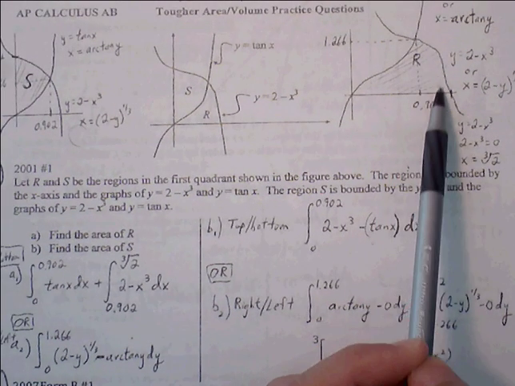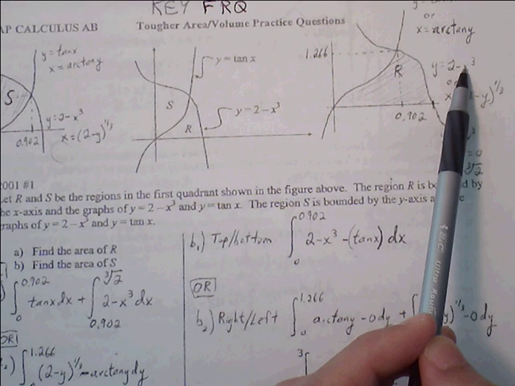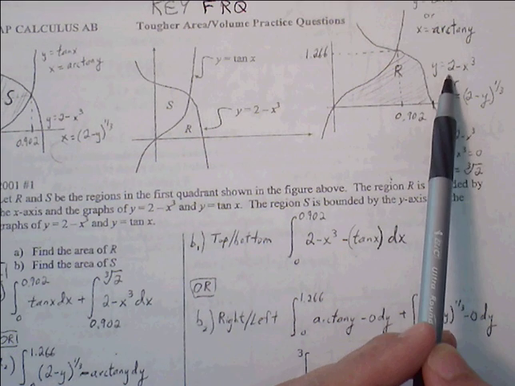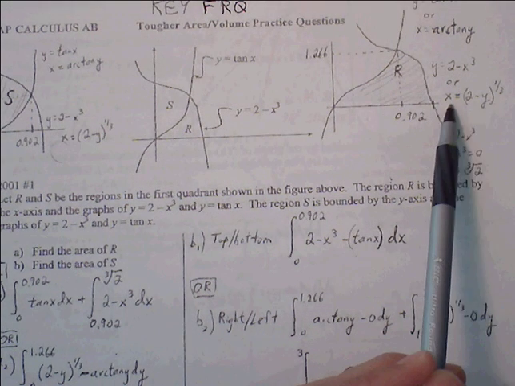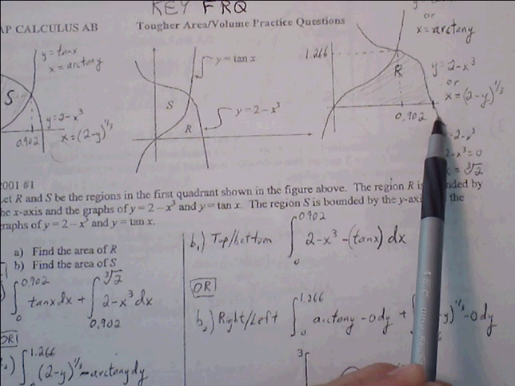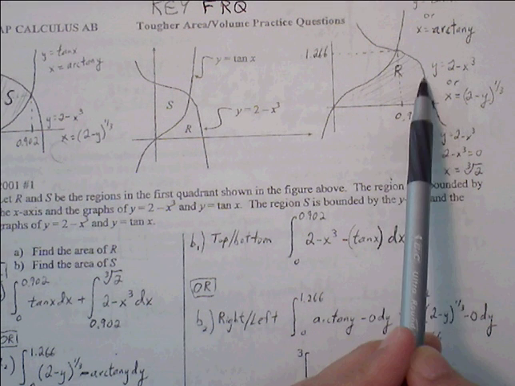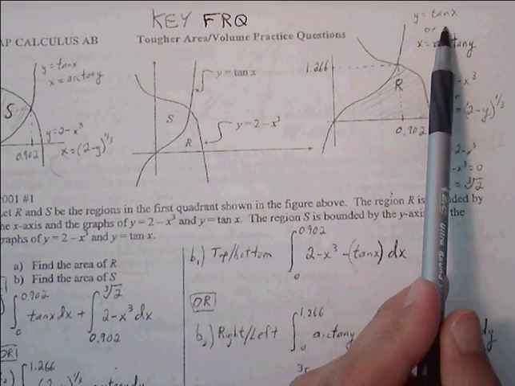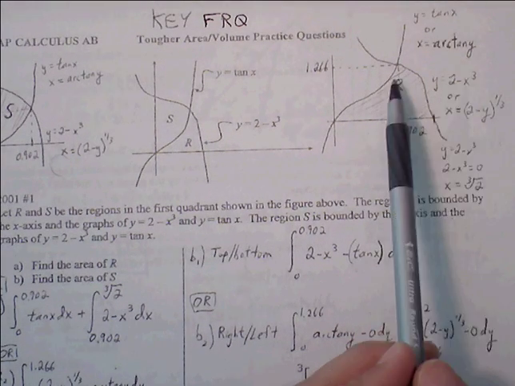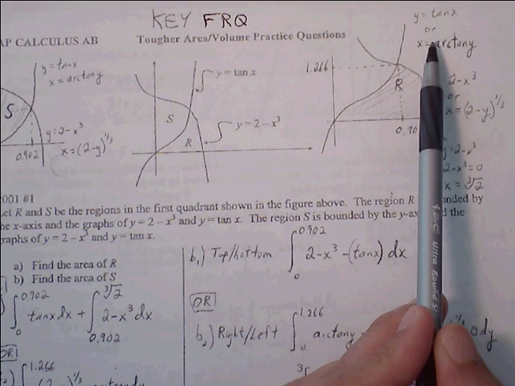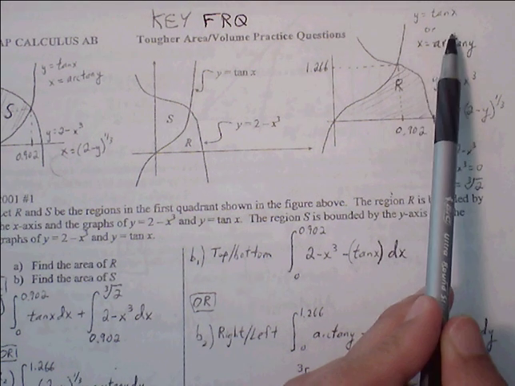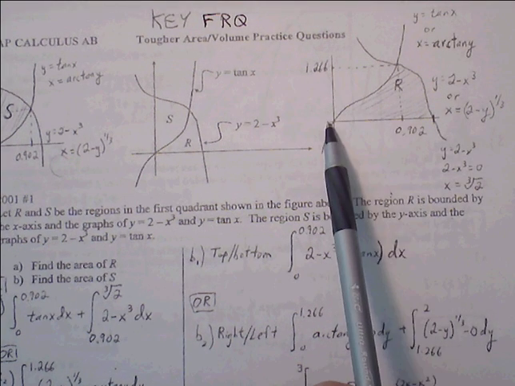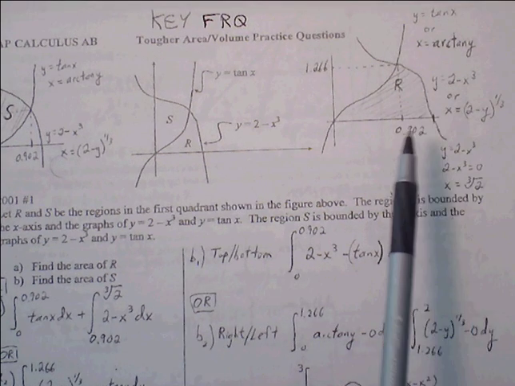This right curve is y equals 2 minus x cubed, but we want to write it as x equals. If we solve for x, it'll be the cube root of 2 minus y, so 2 minus y to the 1/3 will represent this curve here. And this other curve was initially y equals tangent x, and if we want to rewrite it as a function of y, we have to solve for x. So we take the inverse of both sides, x equals arc tangent of y. Then arc tangent of y is the equation of this curve.